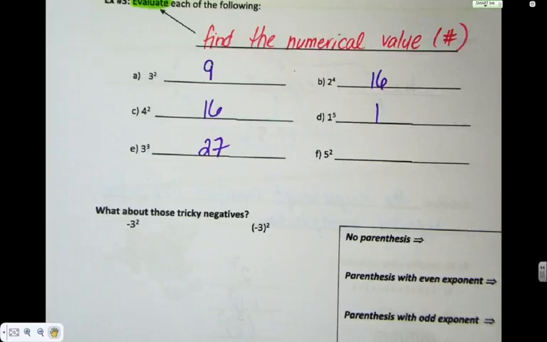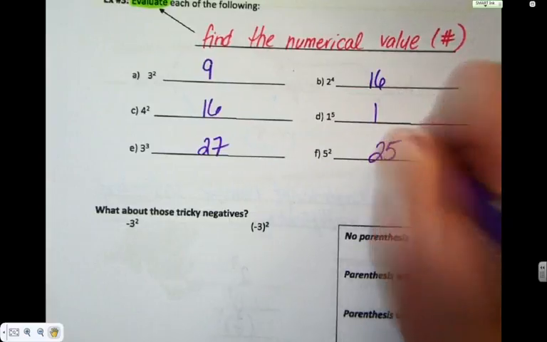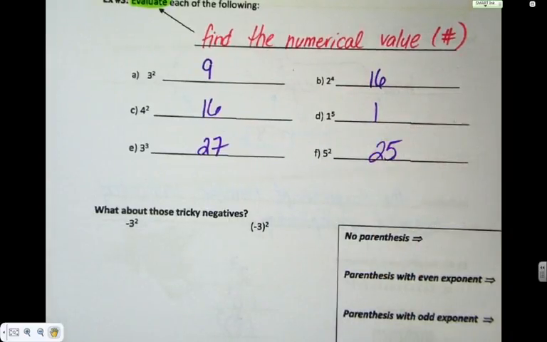5 squared. Again, not 5 times 2, and that's what your gut's going to want to do because you see a 5 and 2 and you know it's multiplication. You got to get in exponent mode. 5 to the 2 means 5 times 5, which is 25. Turn to someone in front, behind, beside you. Tell them what evaluate means.